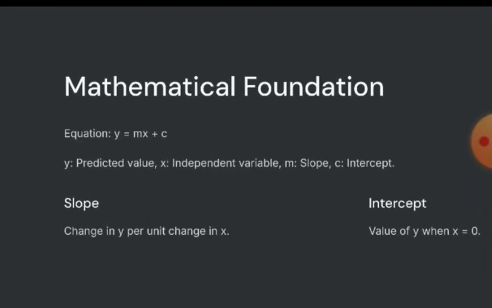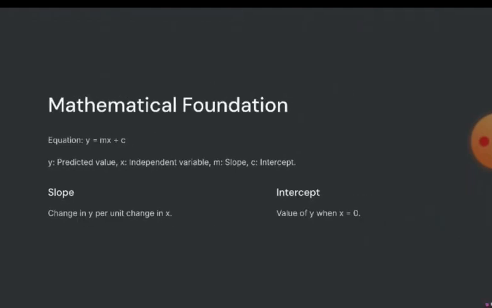When we move to multiple linear regression, we expand this equation to incorporate several predictors. So understanding this equation is very crucial for effective implementation. Why do you think this mathematical foundation is important in the application of linear regression?